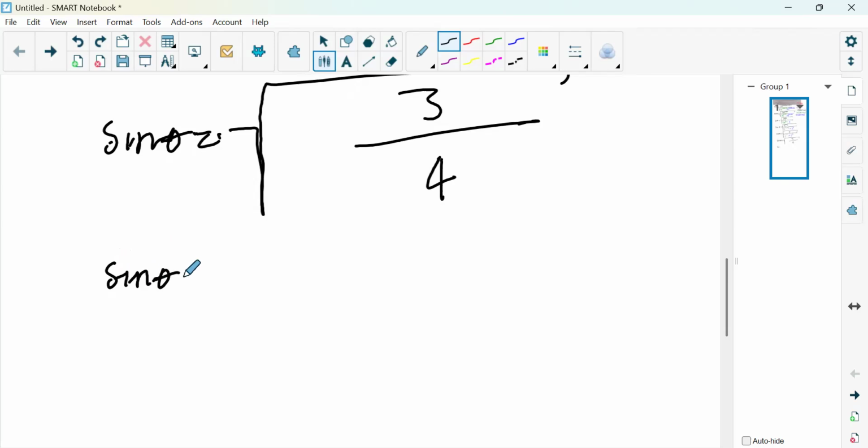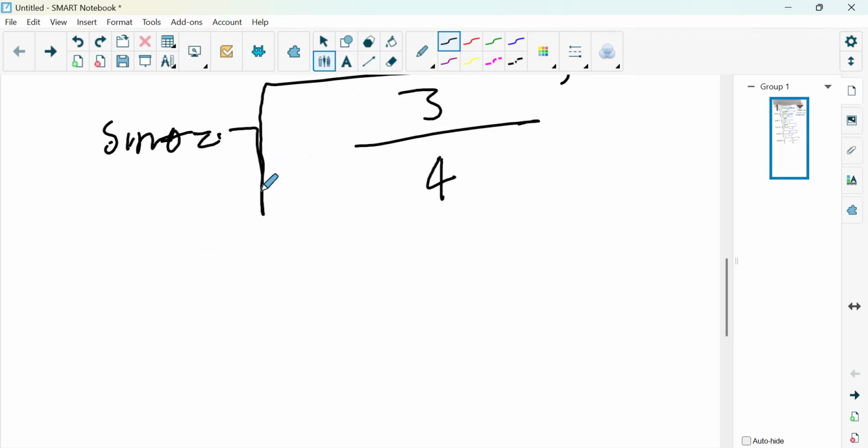And then, they said without the use of a calculator. Let's keep that in mind. Root 3 all over 2 is a special angle. So now you want to know which trig ratio is going to give you this root 3 all over 2. Which angle is that one?